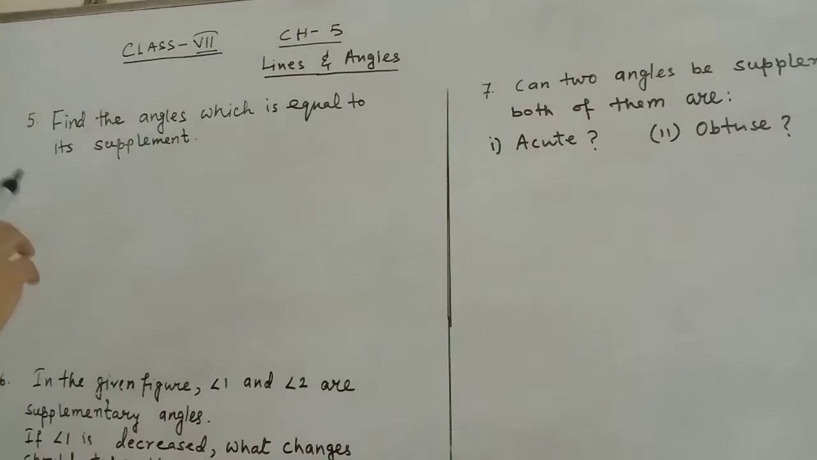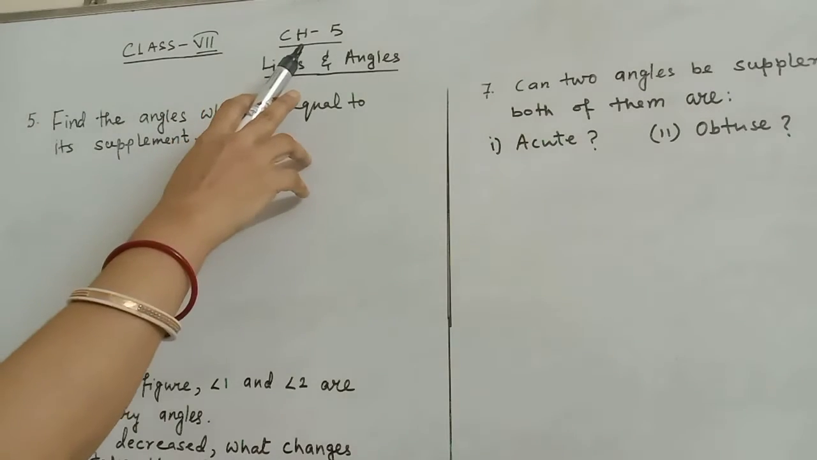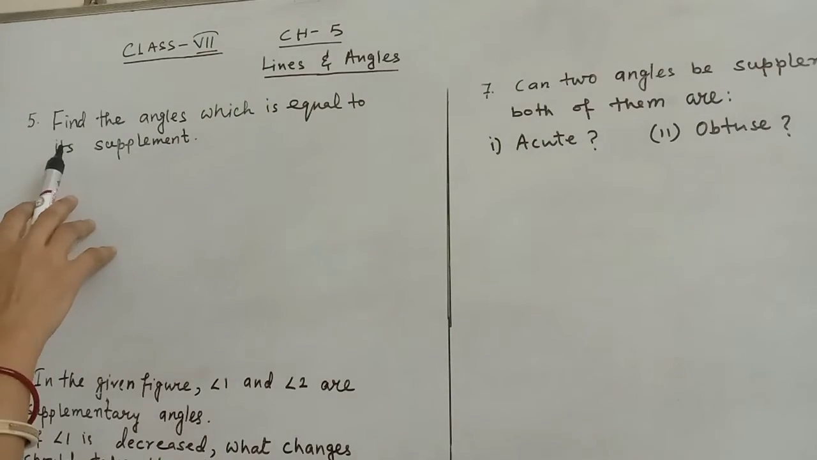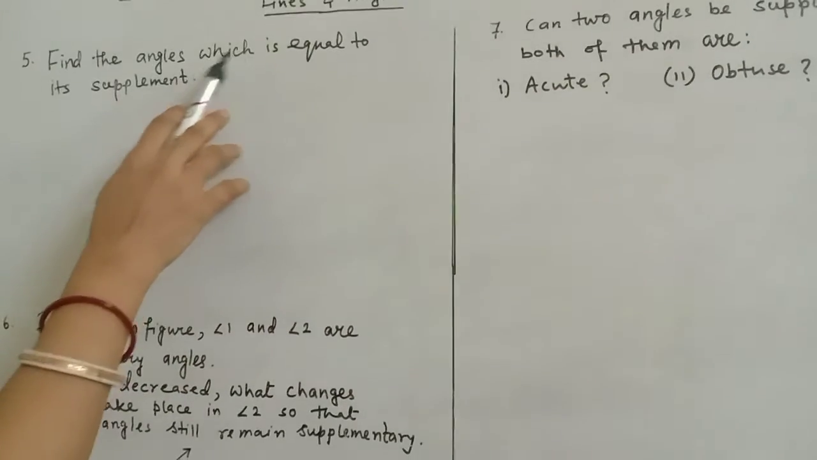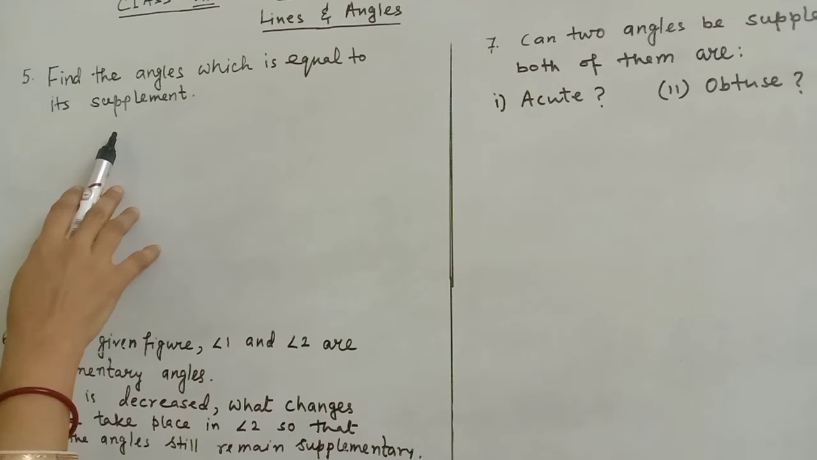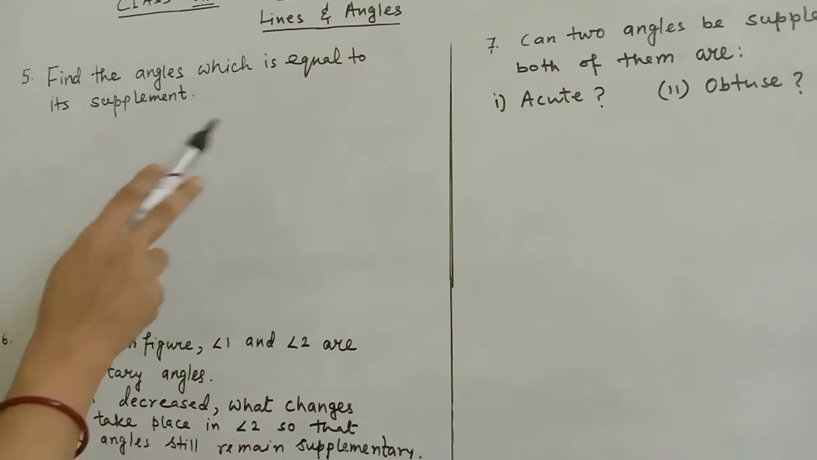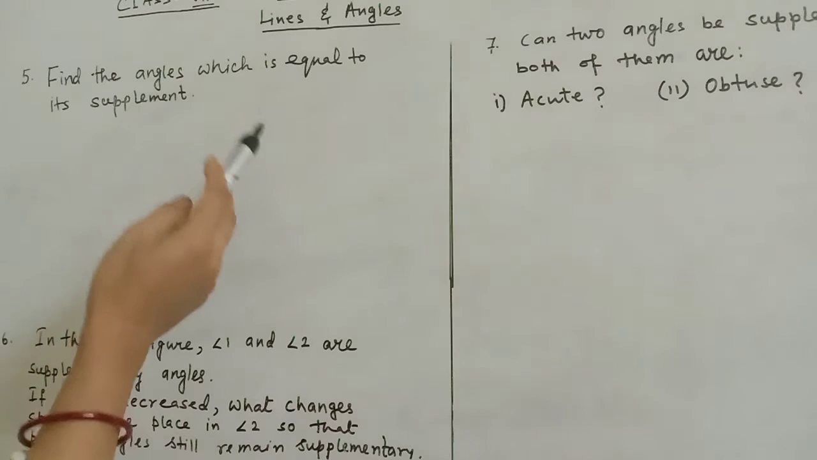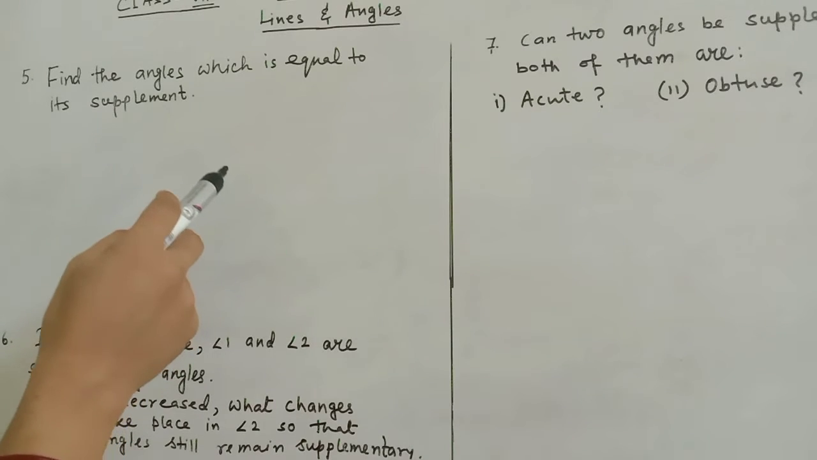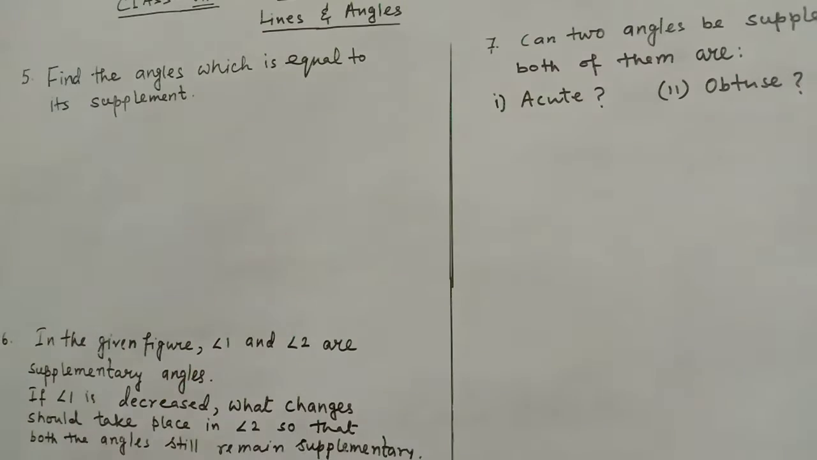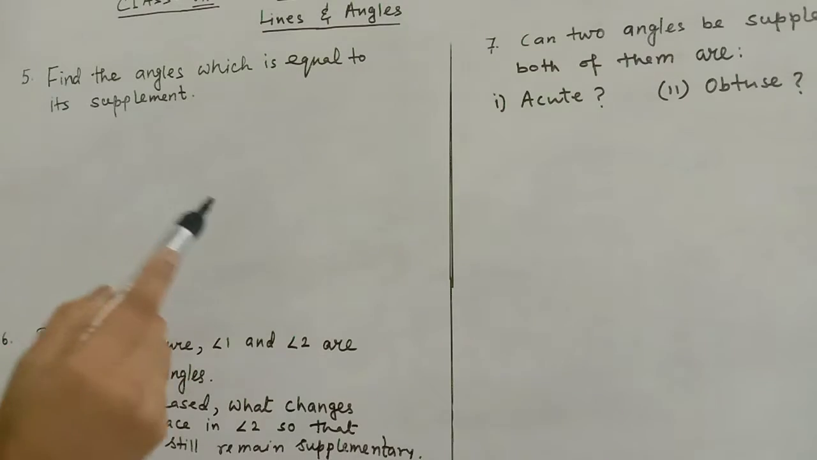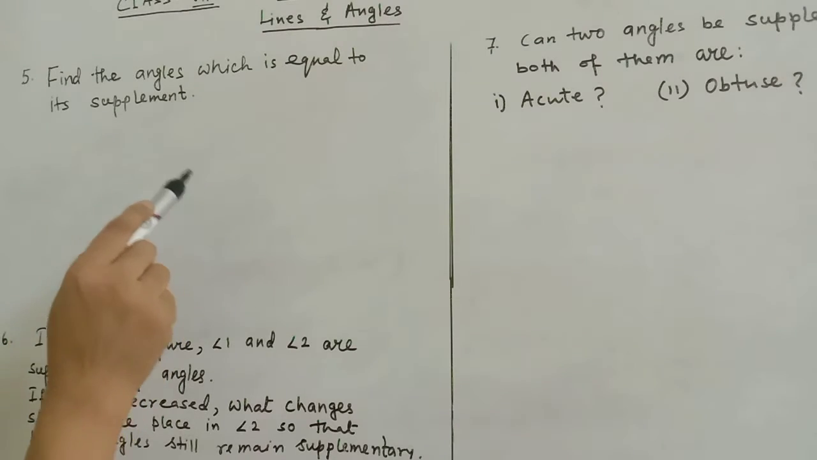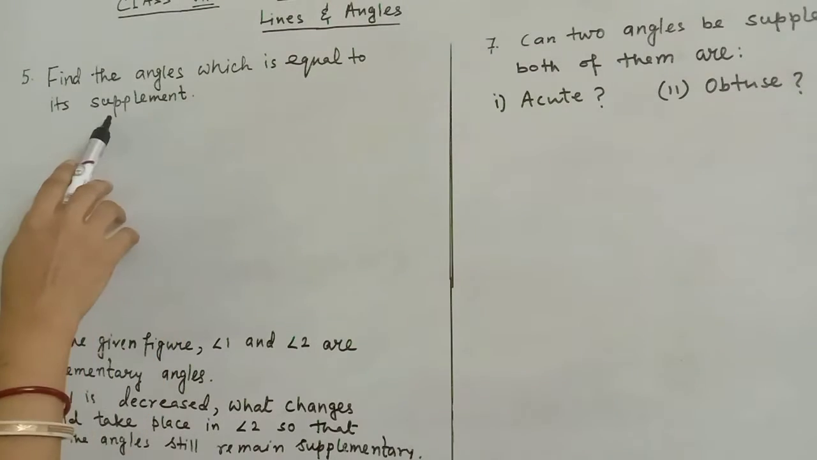Today we will do question number 5 from chapter 5, lines and angles. In question number 5, find the angles which are equal to their supplement. Same as we have done before in question number 4, find the angles which are equal to their complement. When the sum of two angles is equal to 90 degrees, they are complementary angles, and each angle is the complement of the other. And here, it is equal to its supplement.